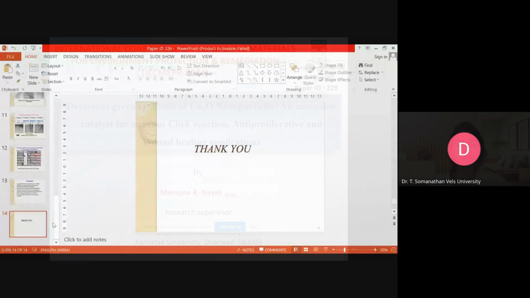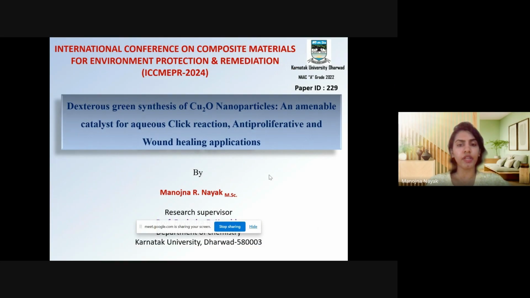Thank you. Good afternoon, everyone. Myself, Manojna R, and today I will be presenting my topic, which is entitled Dexterous Green Synthesis of Cu2O Nanoparticles, an amenable catalyst for aqueous click reaction, antiproliferative and wound healing applications. And this work is carried out under the guidance of Professor Ravindra R.